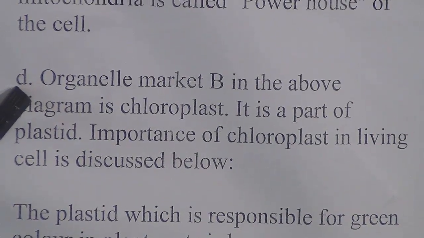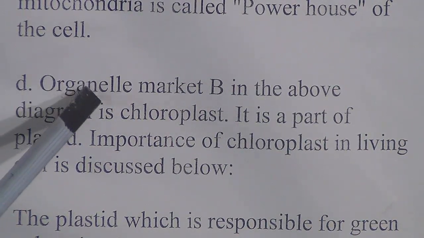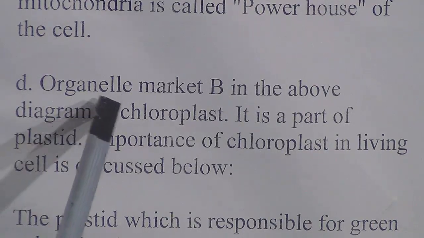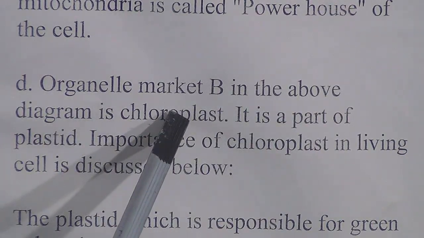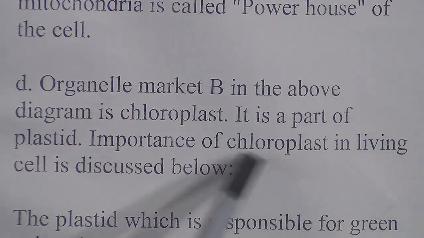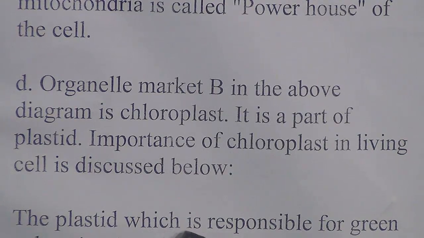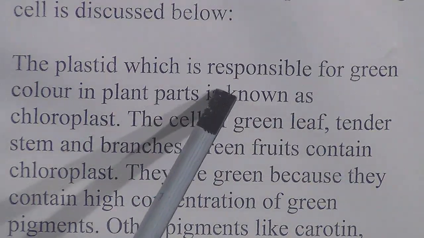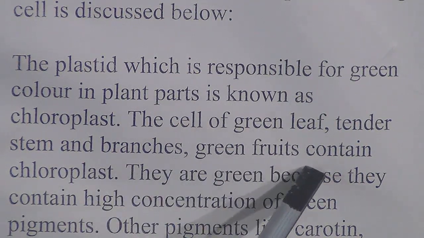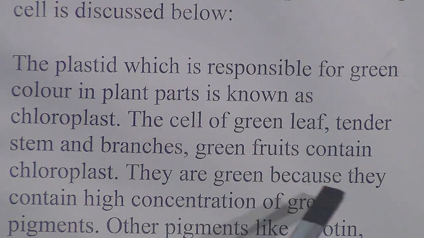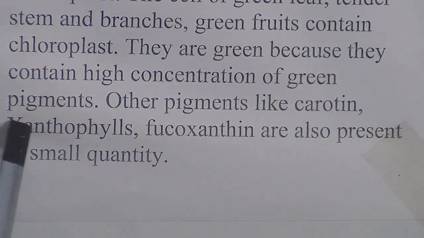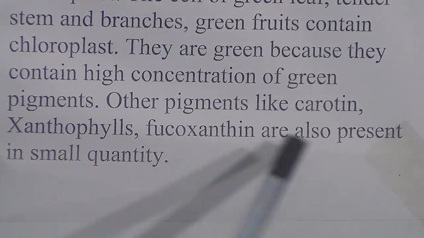Now the D question. Our D question was explain the importance of organelle marked B in the above diagram. The answer is organelle marked B in the above diagram is chloroplast. It is a part of plastid. The importance of chloroplast in a living cell is discussed below. The plastid which is responsible for green color in plant parts is known as chloroplast. The cells of green leaves, tender stems and branches, and green fruits contain chloroplast. They are green because they contain a high concentration of green pigments. Other pigments like carotene, xanthophylls and phycoxanthin are also present in small quantity.